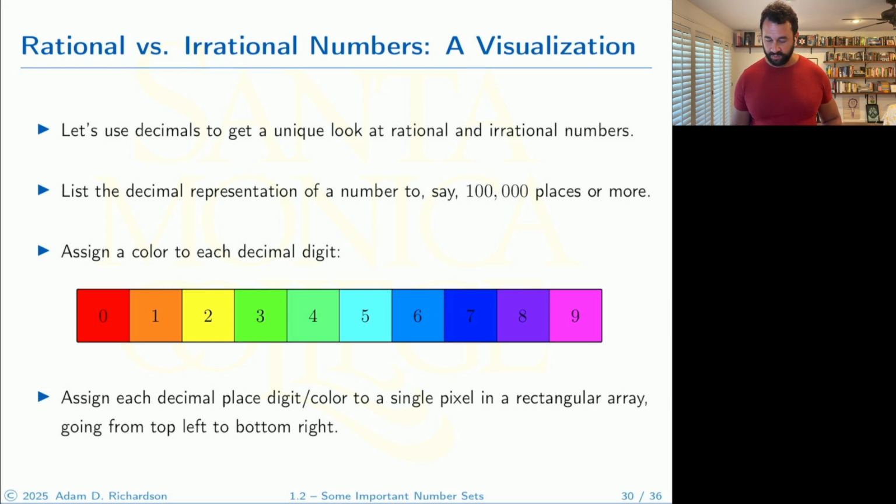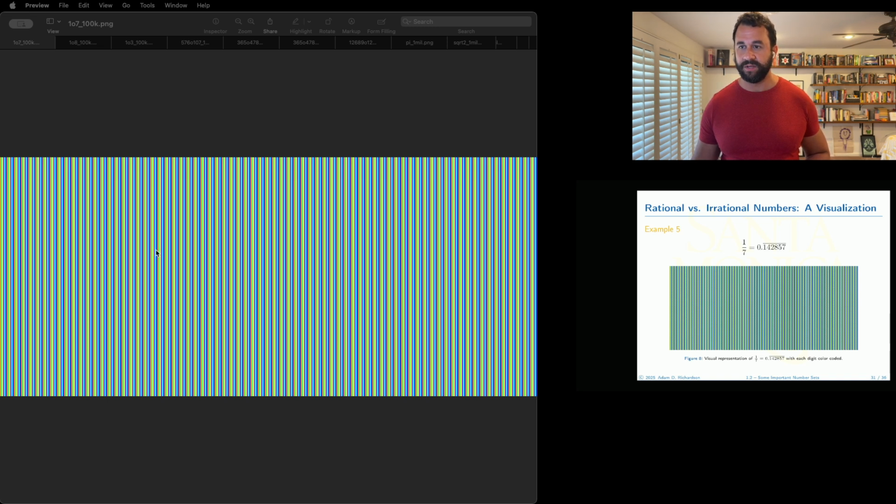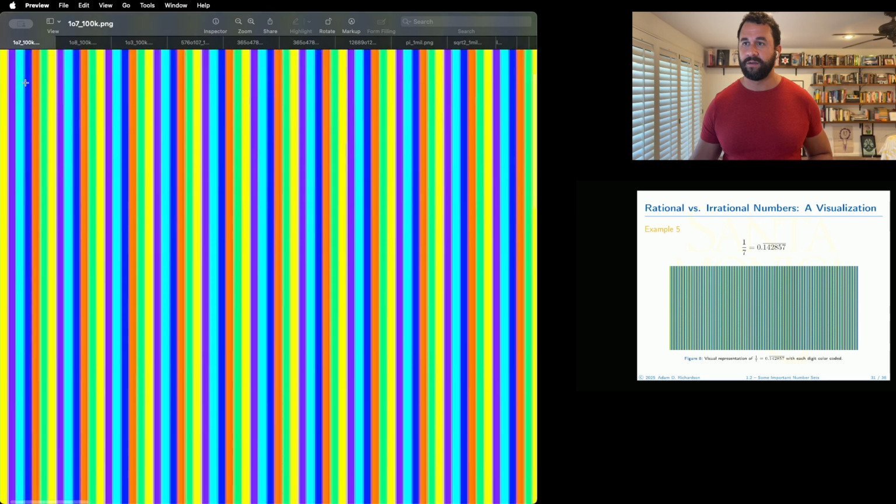And we're going to list all the digits in a rectangular array going from the top left to the bottom right, just like you're reading a book. Okay, so let's do 1/7. Let's take a look at 1/7. It would look like this. Now I'm going to zoom in a little bit here. This is 1/7, and I'm going to zoom into the upper right corner here.